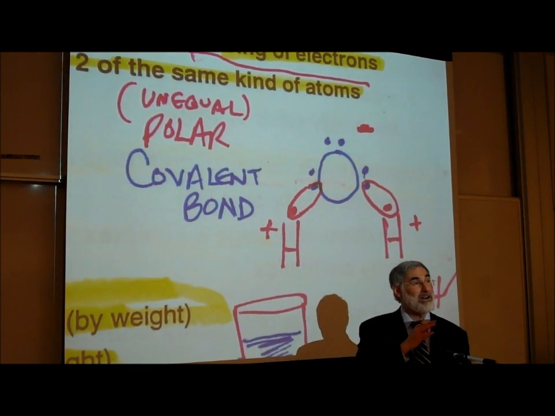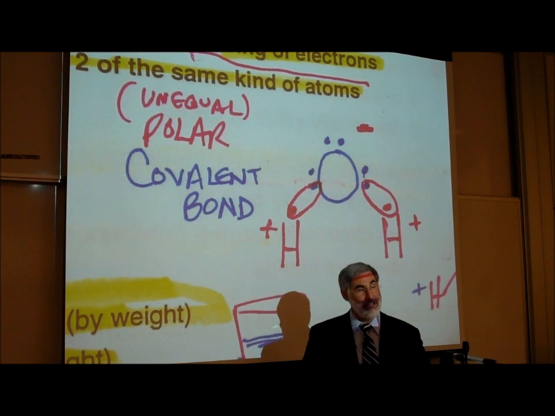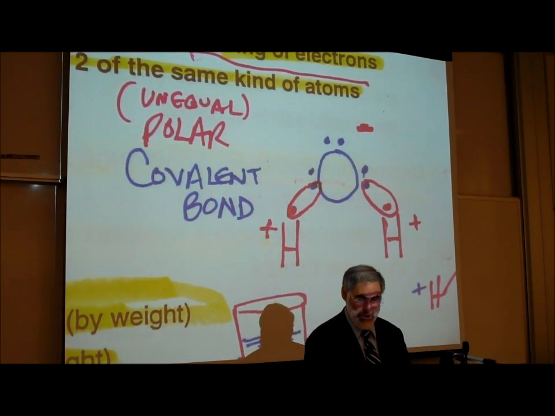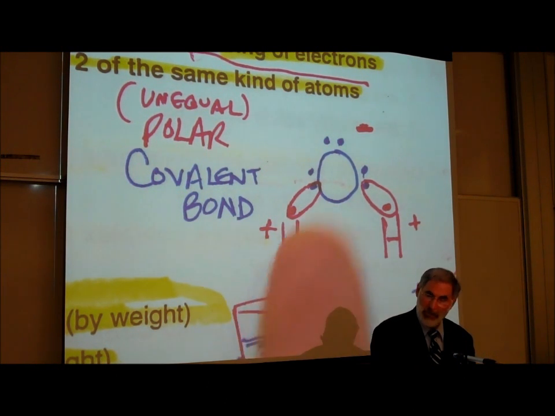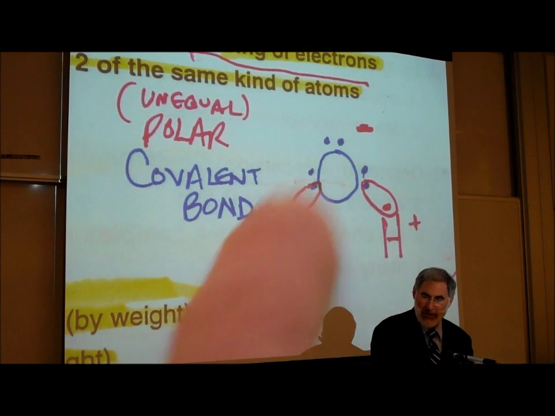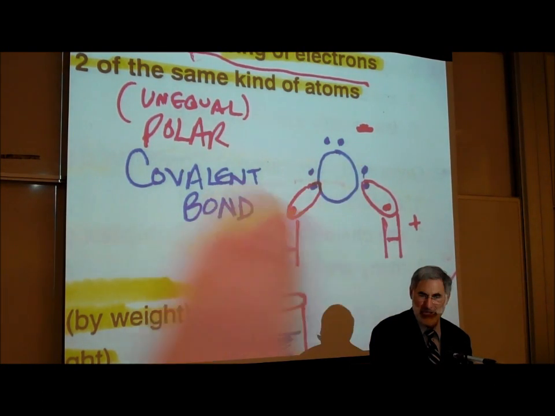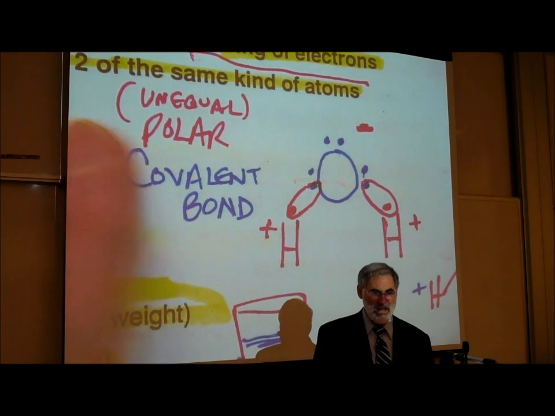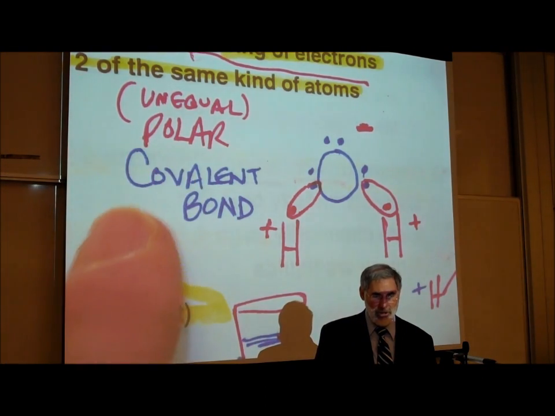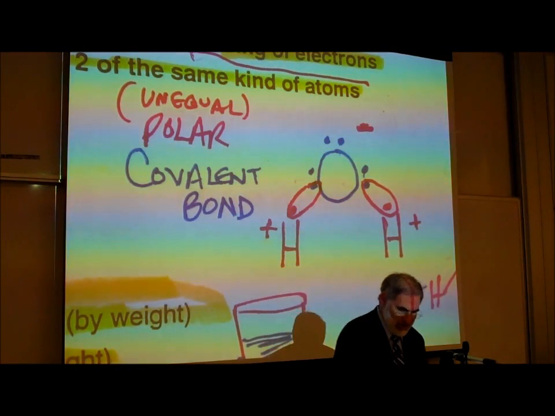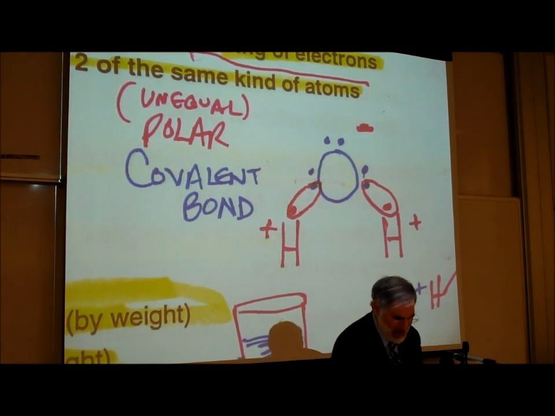Now, here's where it really gets fun. You're going to think entirely differently about chemistry in just a moment. So let me just summarize so far that this bond between the hydrogen and oxygen is called a polar covalent bond. What does polar mean? Unequal. Covalent means sharing of electrons. All right? So that's what's holding oxygen and hydrogen together.